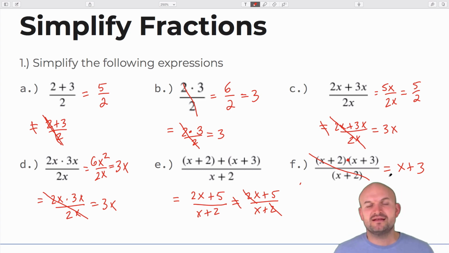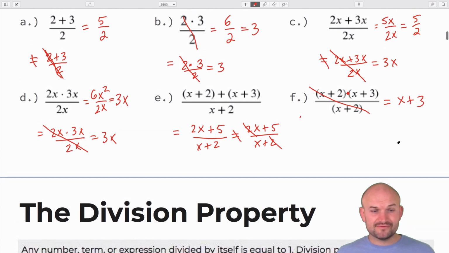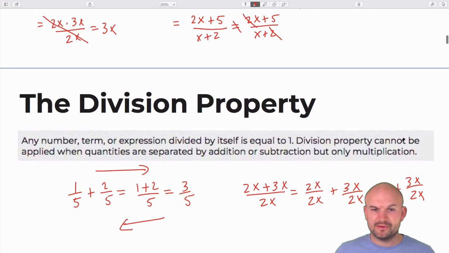So you don't need to multiply this operation out and then divide the x plus 2. Nobody wants to do that, right? So therefore, we want to divide them out. Now, the understanding of dividing them out is what we call the division property.